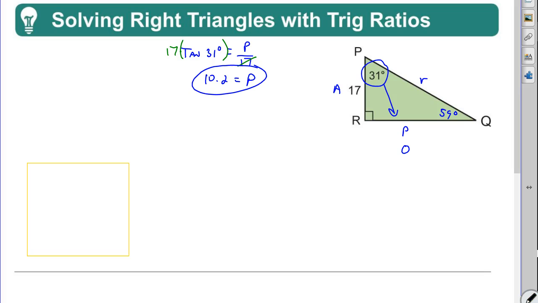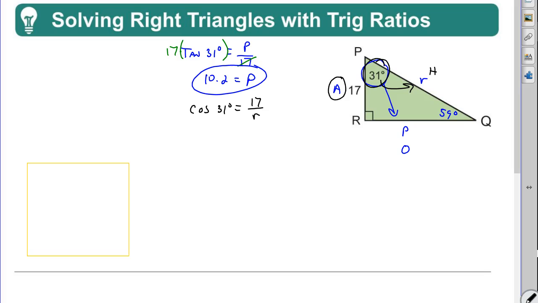Okay, so what about R? Again, I'm going to go to the angle I know. R is the hypotenuse. What do I know? I still know the adjacent. I'm looking for the hypotenuse, and therefore I'm going to choose the cosine. So the cosine of 31 degrees equals the adjacent 17 over the hypotenuse R.